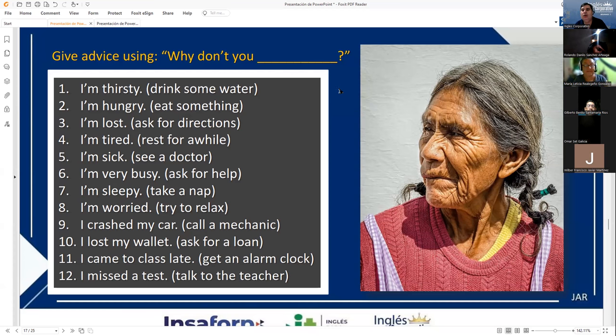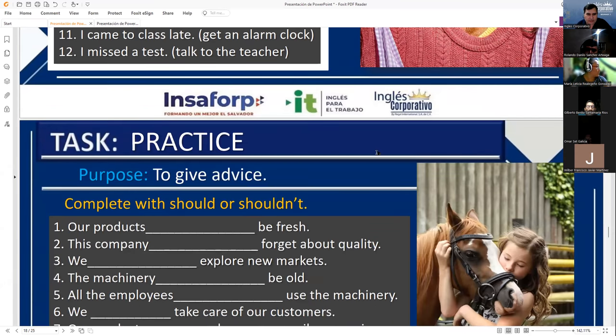I will. So many times we give advice using why don't you? You say, I have a headache. Why don't you take an aspirin? So we ask for and give advice.